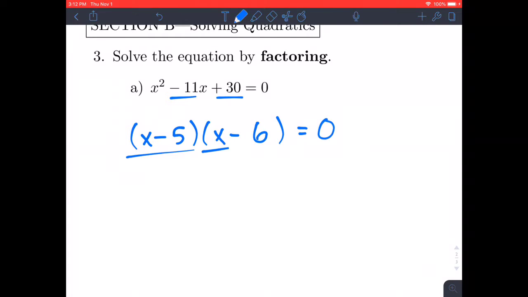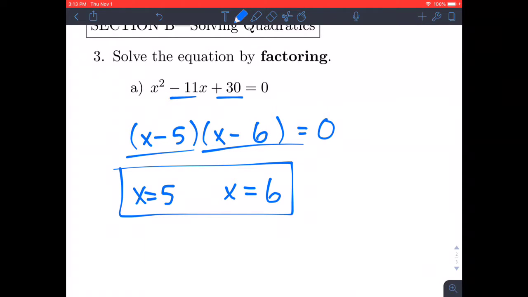So these are the factors, but we're looking for the solution, the zeros. So what makes x minus 5 equal 0? That'd be 5. What makes x minus 6 equal 0? That'd be x equals 6. So these are your 2 solutions from those factors.